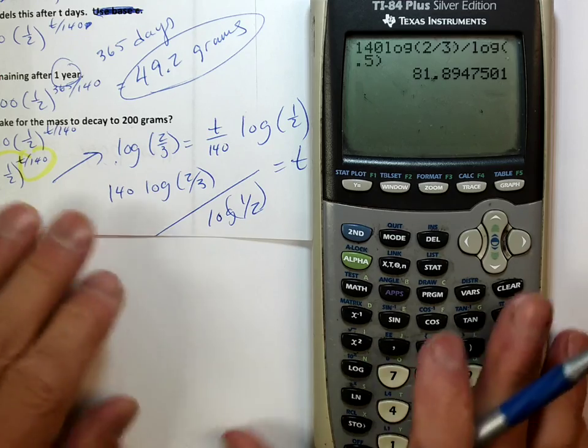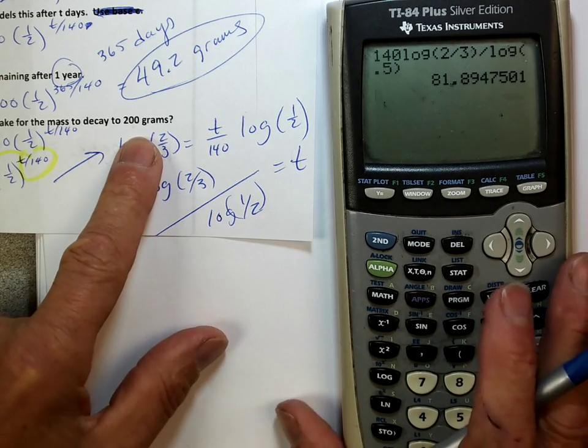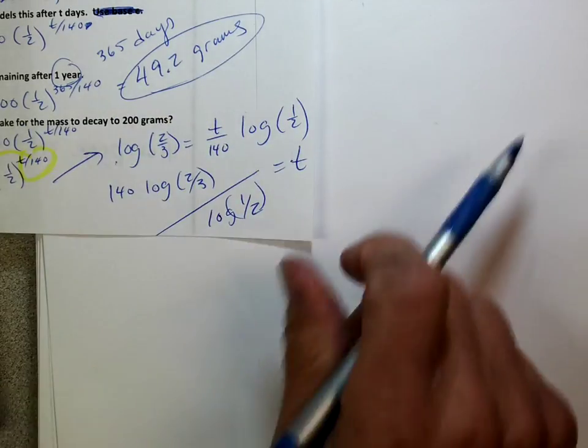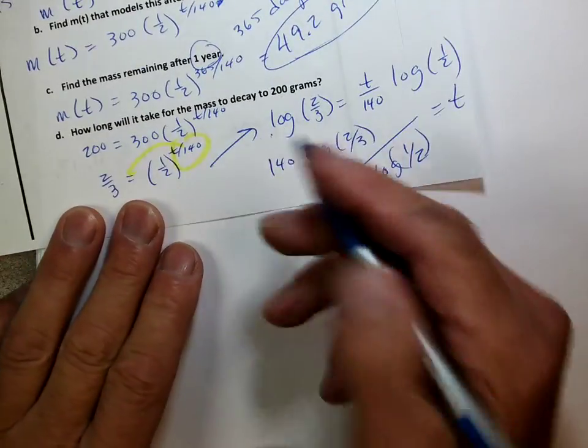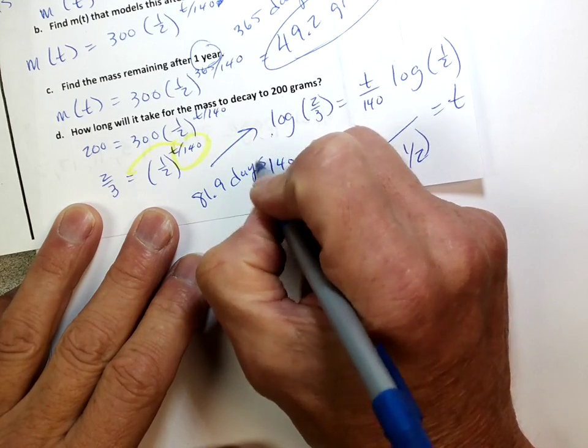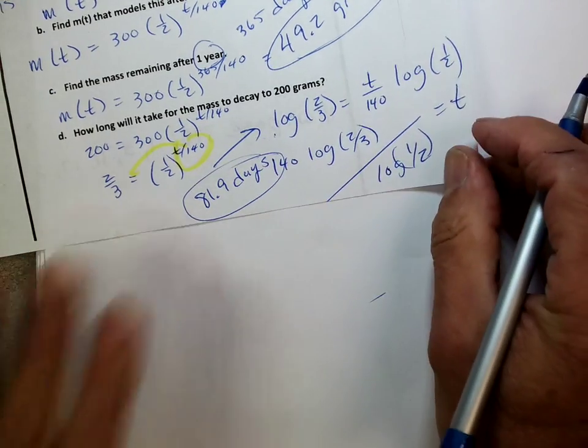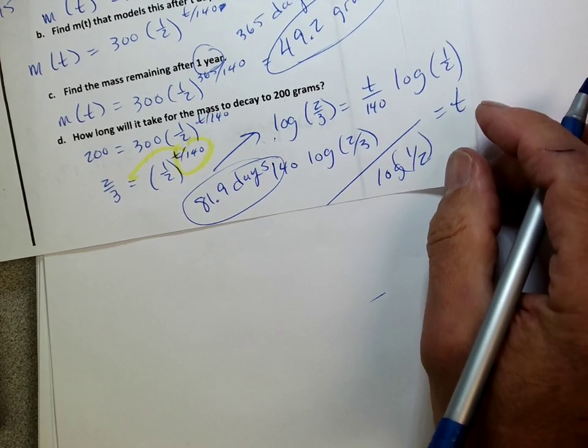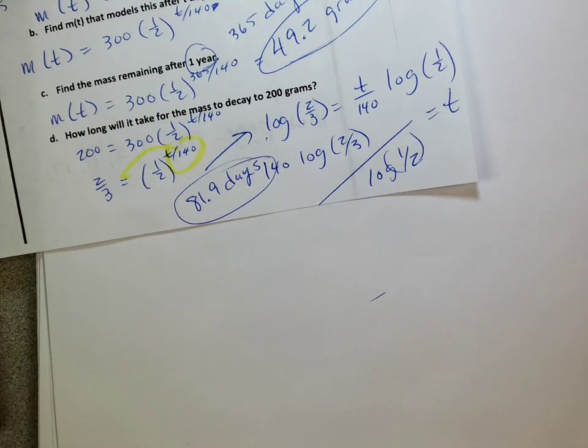That's the time it's going to take for it to reduce from 300 to 200, about 81.9 days. Okay, there you go. Not too bad. These are pretty easy formulas, right? And if you've had enough science, you know how this works.